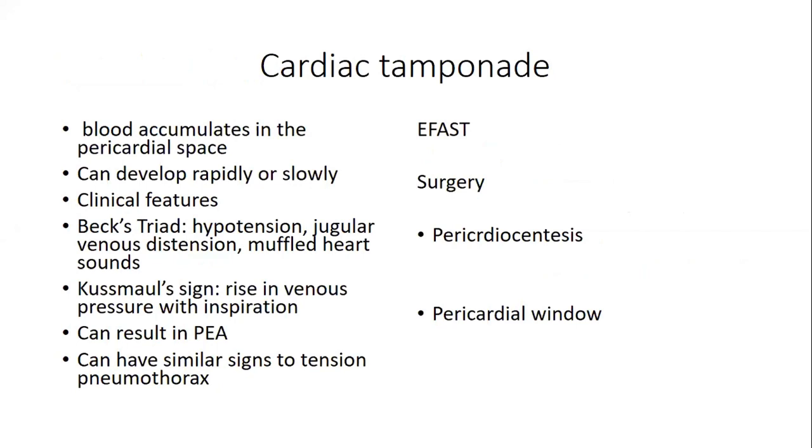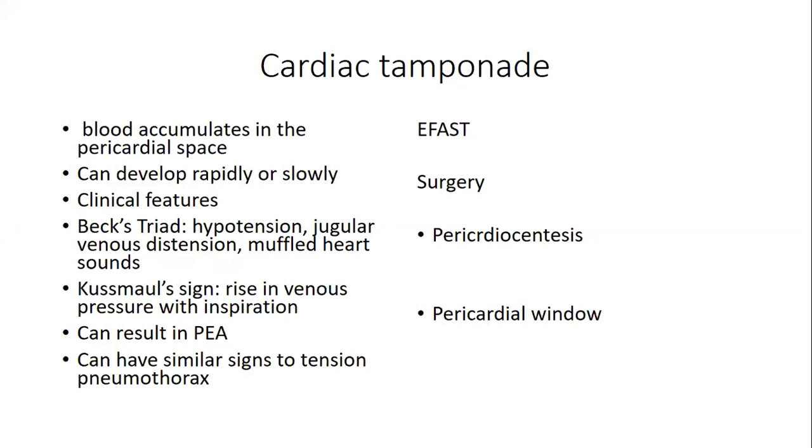There could be a Kussmaul sign, or if somebody expires and there's a rise in venous pressure, it can easily result in pulseless electrical activity, one of the cardiac arrest rhythms, and may have signs similar to those of pneumothorax. It is very quickly identified nowadays with the first scan, the pericardial window. You see fluid in the pericardial space, and we need surgical intervention.